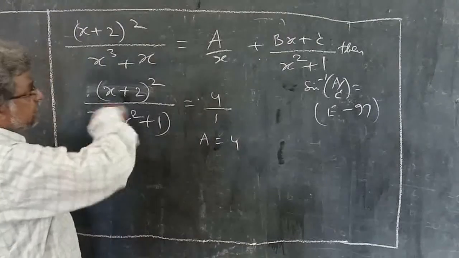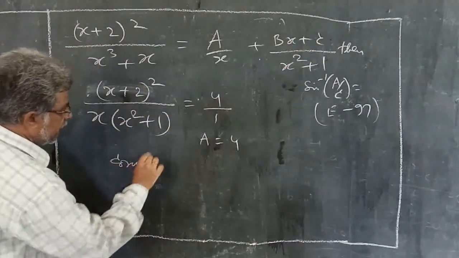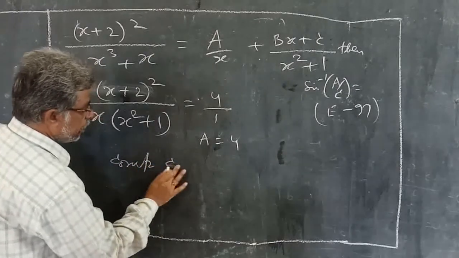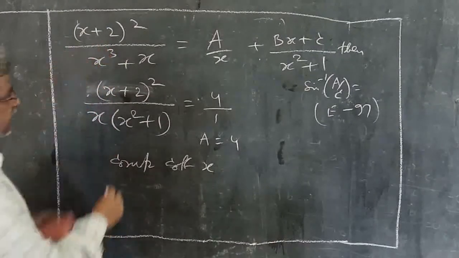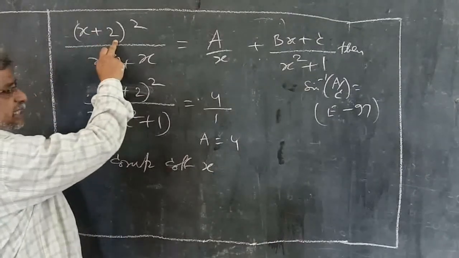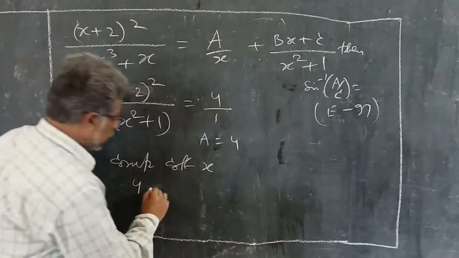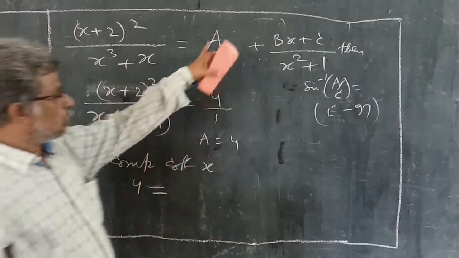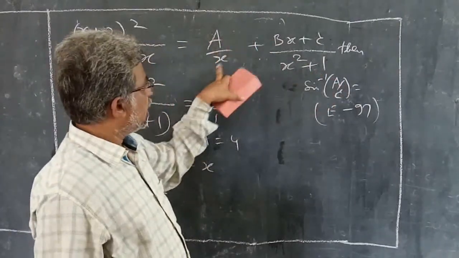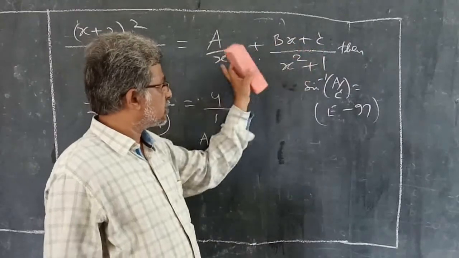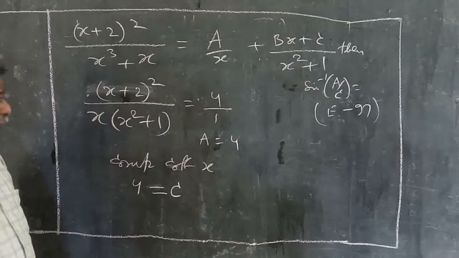Now we need the c value. For the c value, compare the x coefficient on both sides. What is the x coefficient here? 2ab means 4x, so the x coefficient is 4 on this side, equal to here, what is the x coefficient? a into 1, a, there is no x, and this is bx into x, bx square, c into x. So only c is 4. c is equal to 4.